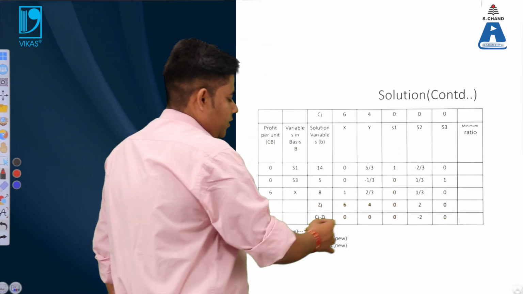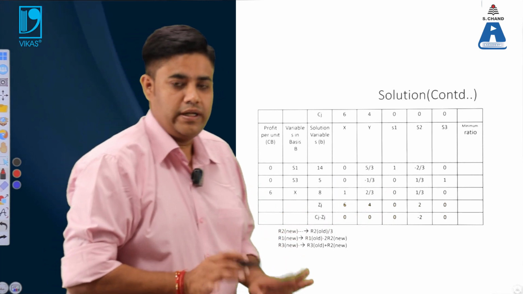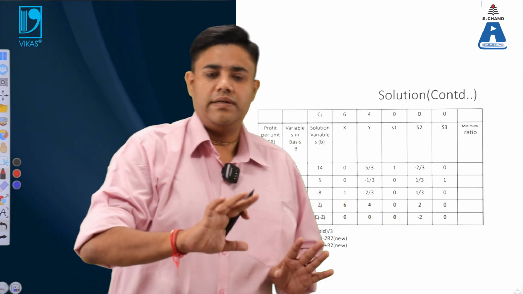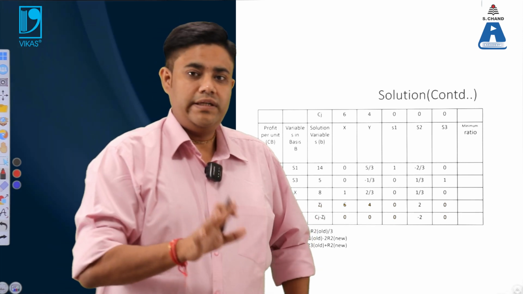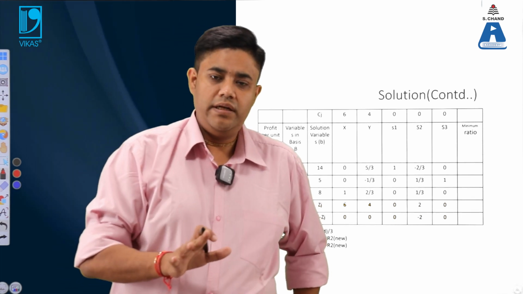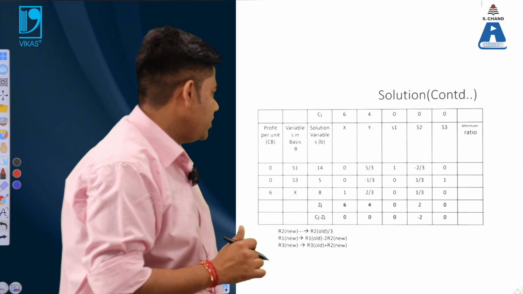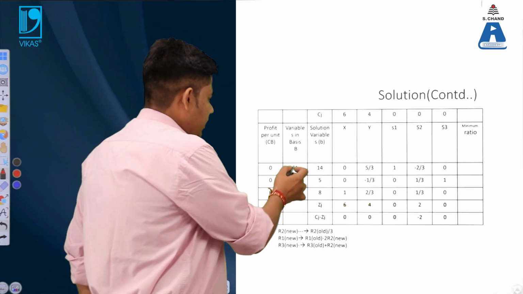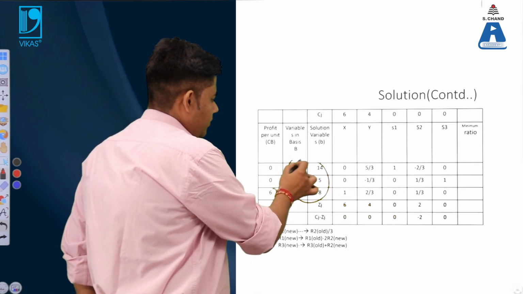So I'll get these elements as either zeros or negatives. So I got all the elements as zeros and negatives. What does it indicate? It basically tells that the solution is an optimal solution. And what is that optimal solution? This would be that optimal solution.